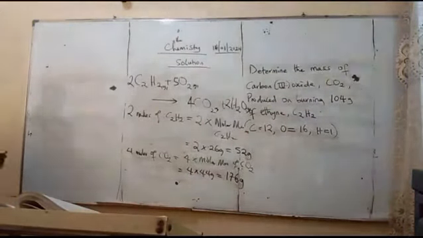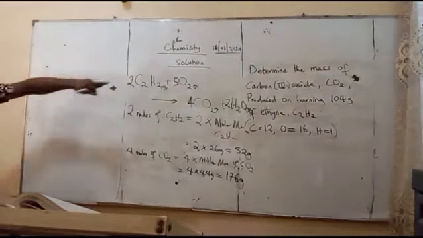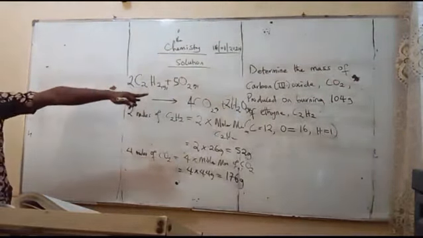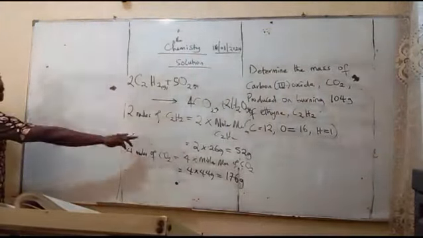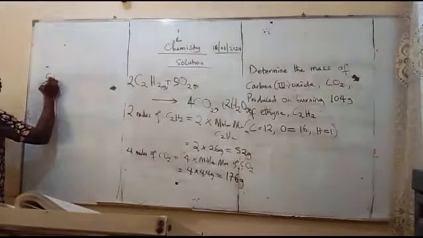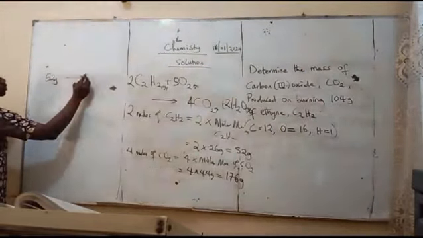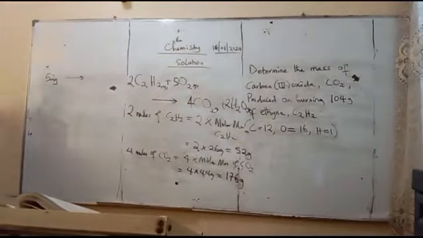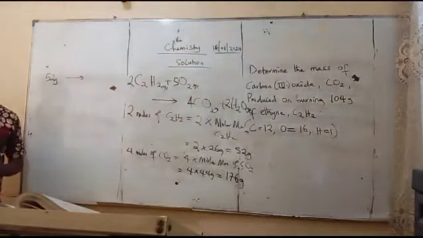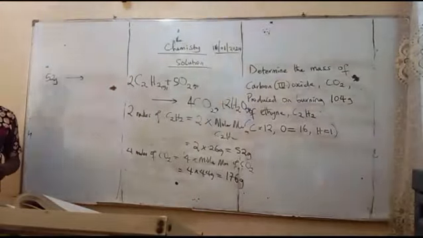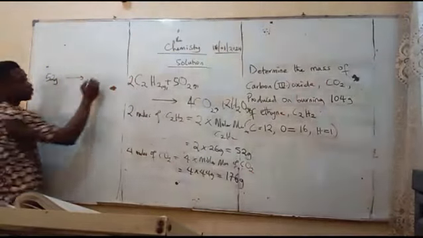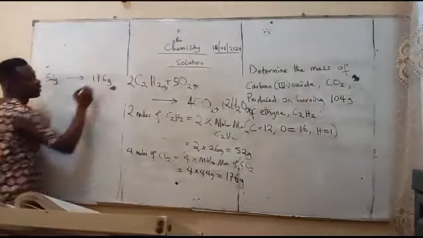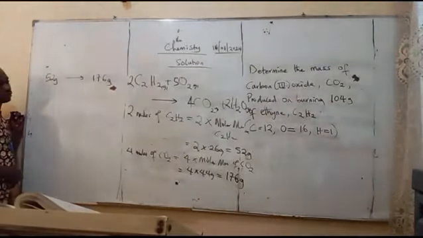So from the equation, the question says determine the mass of carbon dioxide produced by burning 104 gram of what? Ethyne. So for ethyne, 52 gram produces what? 2 moles of CO2. What is the mass of CO2 produced? 176. Good. So 52 gram of ethyne will produce 176 gram of CO2.